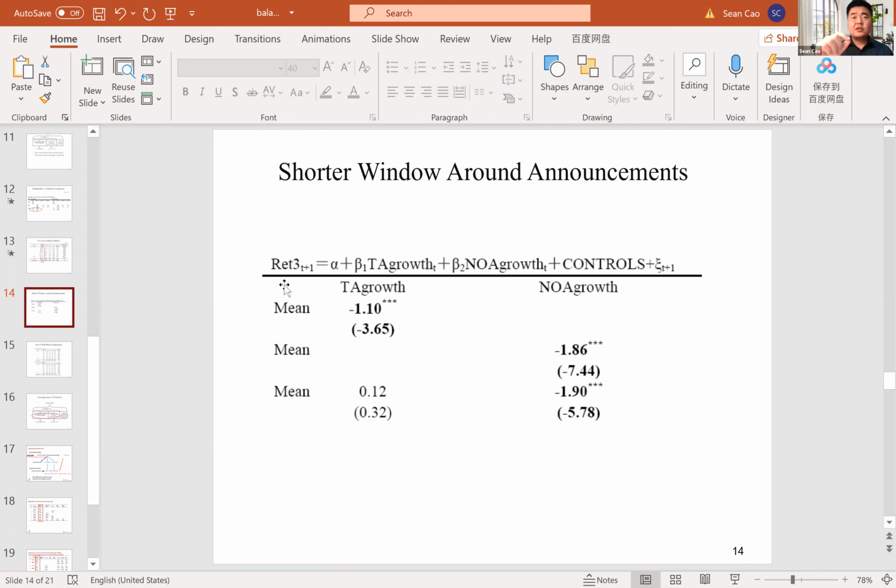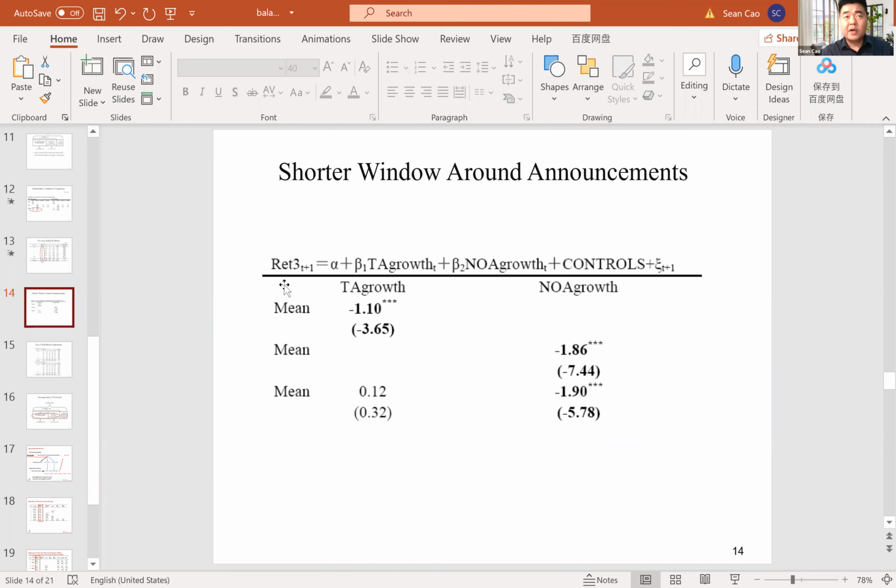So if you can get the return from a shorter window, that is good. That means you can really gain money from the trading strategy. That's why if you really want to recommend the trading strategy to your parents, do not just simply do the annual buy and hold. You have to do really rigorous tests.